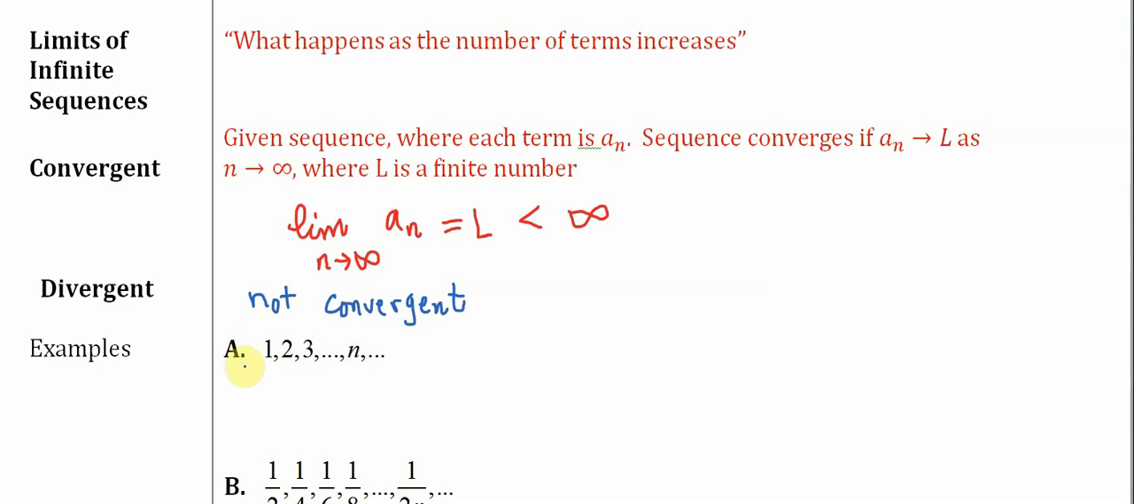So first problem here, A. This sequence is a fairly simple one. It's all of the integers. So we can say that A1 is equal to 1, A2 is equal to 2, and so on. As n gets really, really large, if n is like a billion, then a sub n is also a billion. So this particular sequence is a divergent sequence.